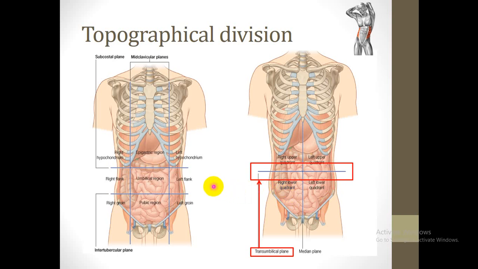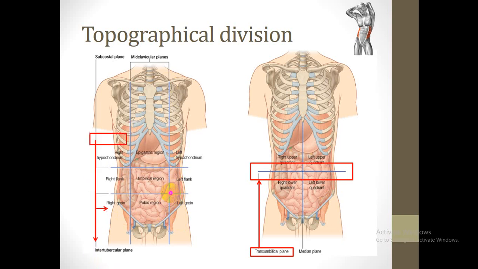Also, we have a second topographical division, which is a 9-region description pattern with two vertical planes and two horizontal planes. The two vertical planes pass from the mid-clavicular point above to the mid-inguinal point below.